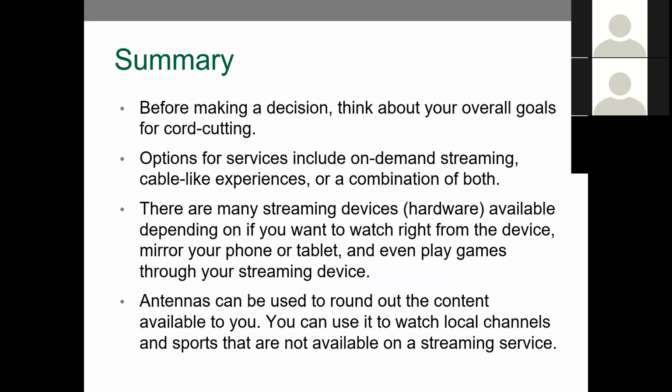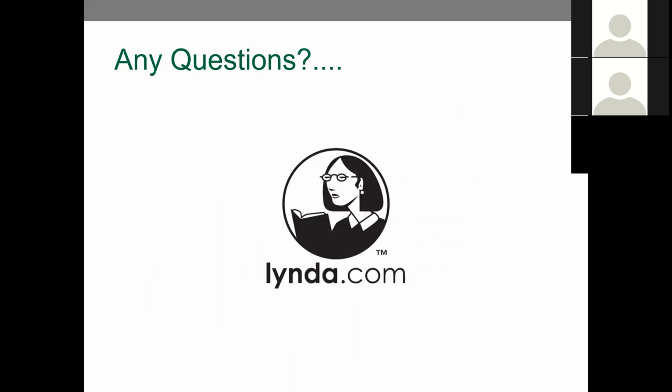So that's just about it. In summary, before making a decision, think about your overall goals for cord cutting. Options for services include on-demand streaming, cable-like experiences, or a combination of both. There are many streaming devices available depending on if you want to watch right from your device, mirror your phone or tablet, or even play games through your streaming services. And antennas can be used to round out the content available to you. You can use one to watch local channels and sports that are not available through any of the streaming services. And with that summary, any questions?